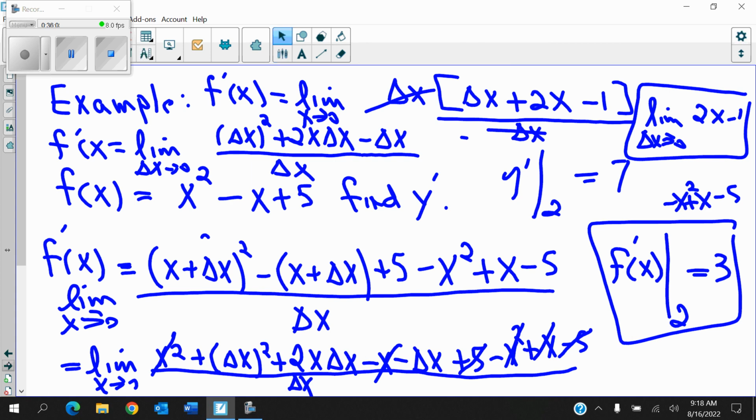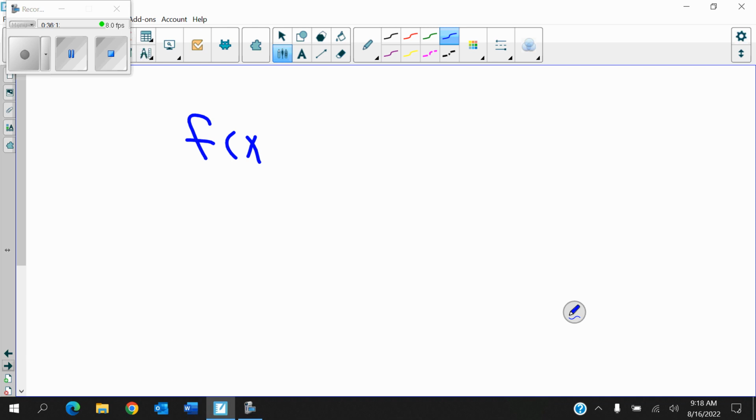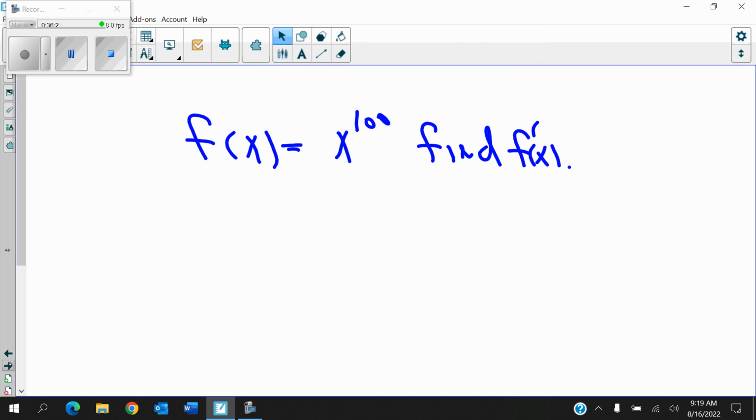Okay, now here's the problem. I can see this looming. f of x equals x to the 100th power. Find f prime of x. Is that a problem? 100x. Isn't it 100 times x to the 99? What is it? 100x to the 99. That is right. You've read it somewhere.